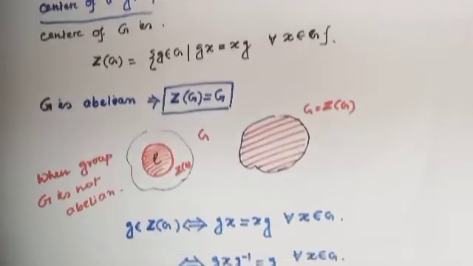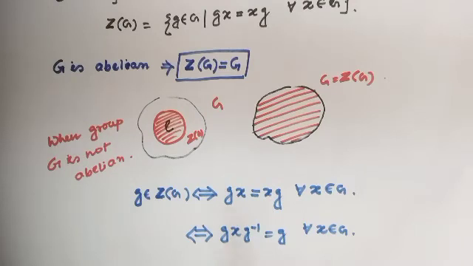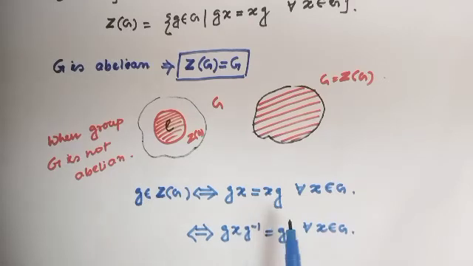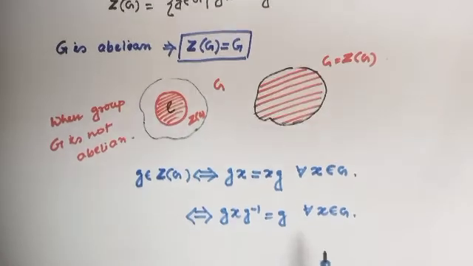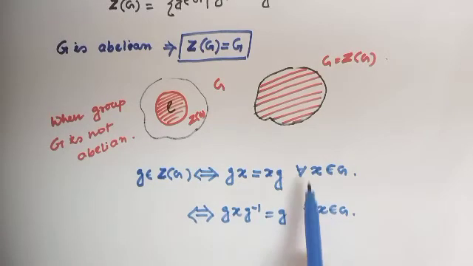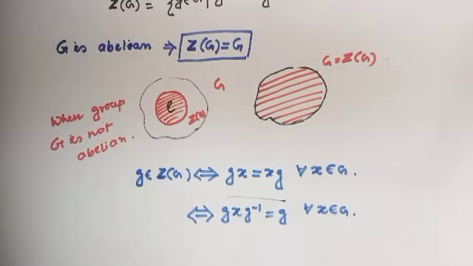Okay? That means what is the center of a group? If g is a member of the center of a group, then it commutes with every other element of the group. That means gx equals xg for all x belongs to G. That implies gxg inverse is a member of Z(G) for all x belongs to G. Okay? And this is the equivalent condition of this line. Are you getting my point?